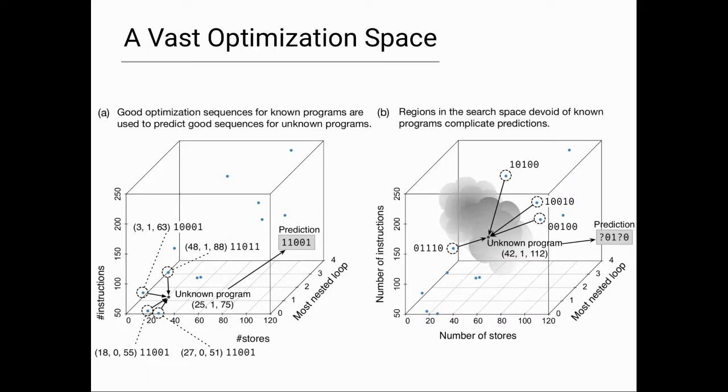We can see in this image on the right how the algorithm can fail in prediction due to undiscovered regions in the feature space. It means that in these regions there are unknown programs and the training process of the model was unable to cover the entire space.